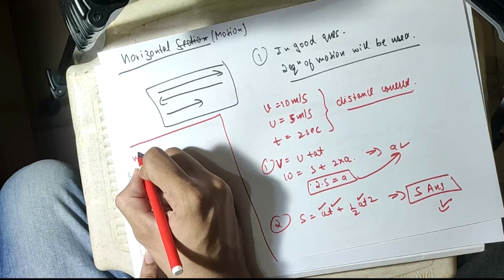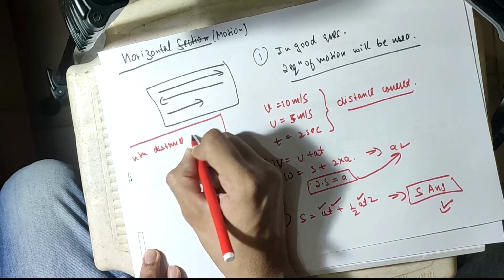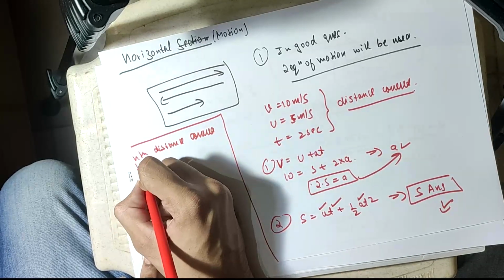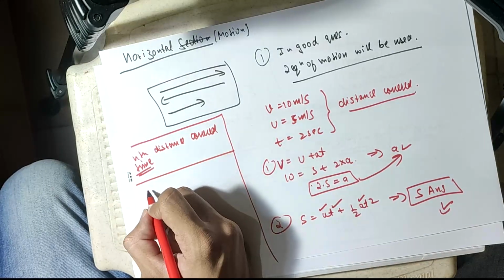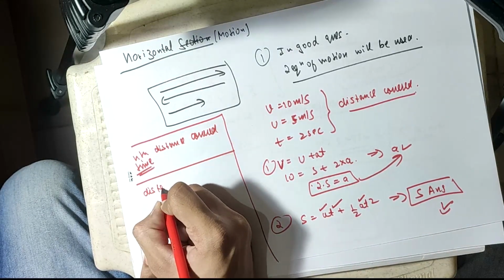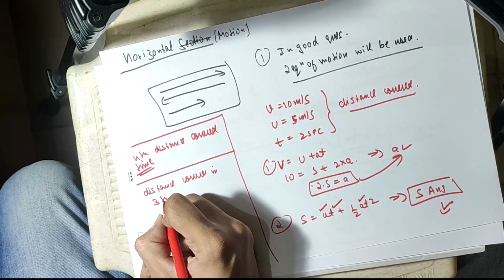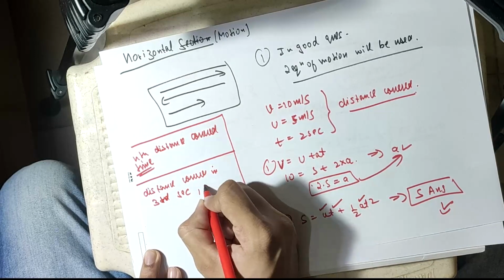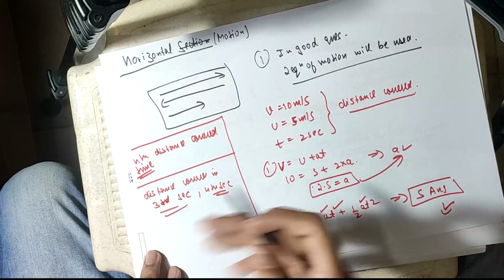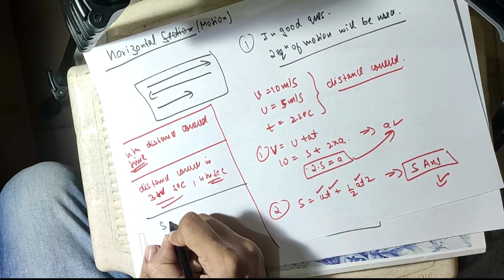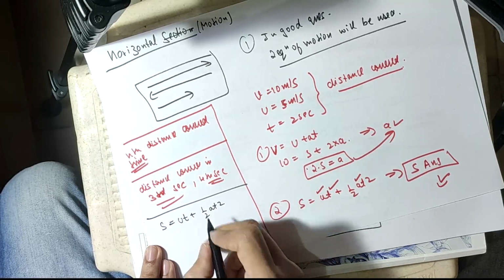One question comes: nth distance covered. What do you mean by nth? Nth time distance covered. What's the meaning of this? For example, distance covered in the third second or fourth second. How to do such types of questions? These are very important questions, but it's very easy. You have to use this equation of motion: S = UT + half AT square.